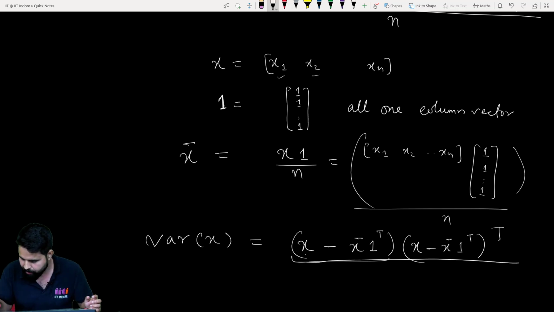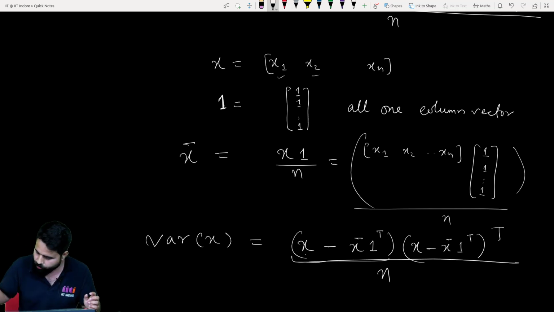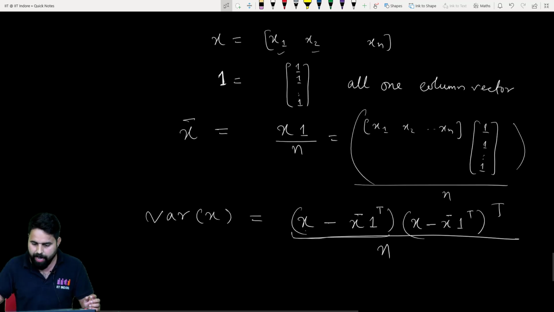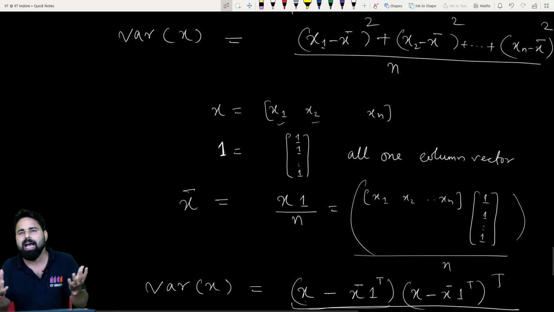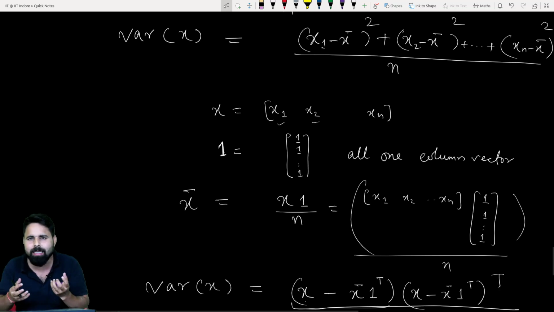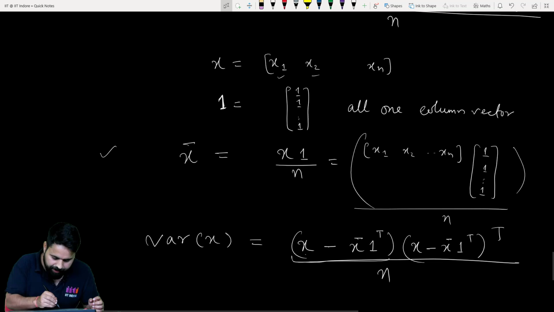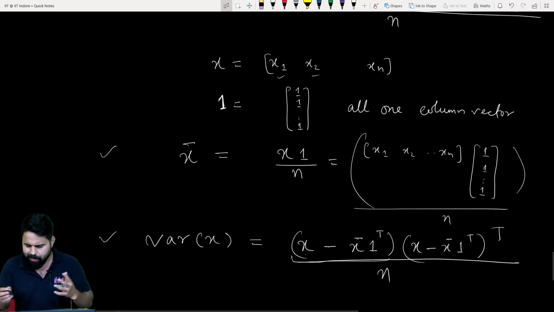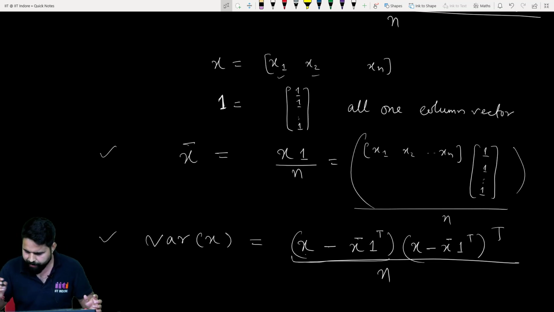So very nicely, I have now written the same quantity. You have just a bunch of numbers, you calculate the mean, calculate the variance, and then write them also in terms of this representation. So it's very easy to verify, right?